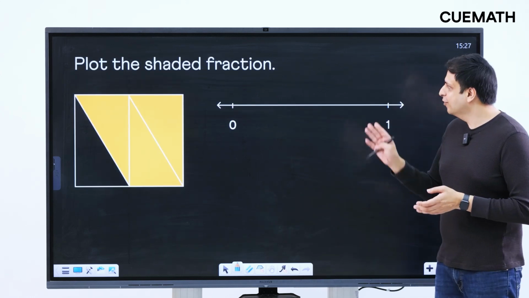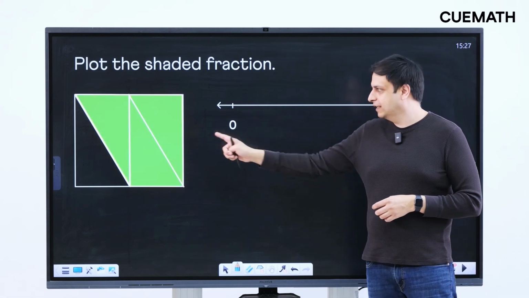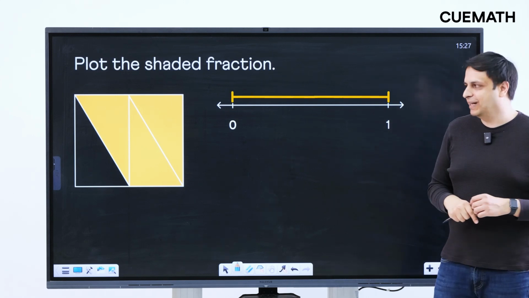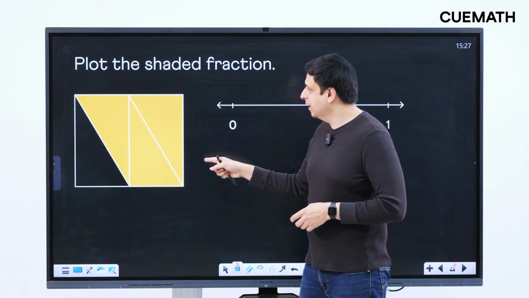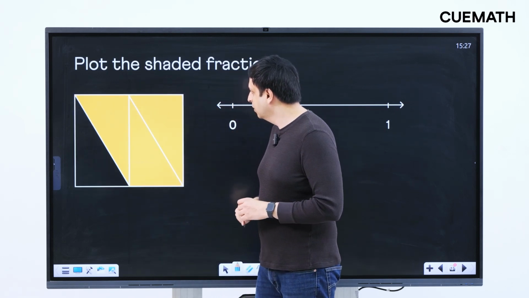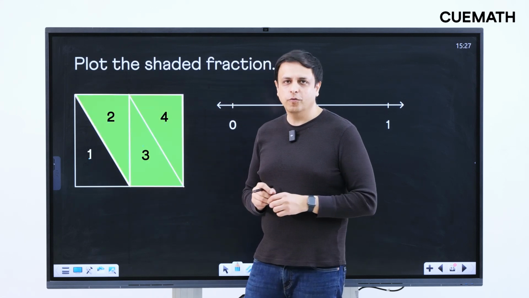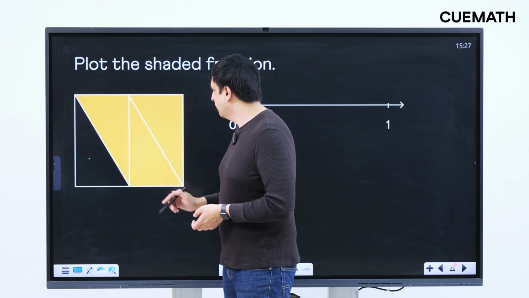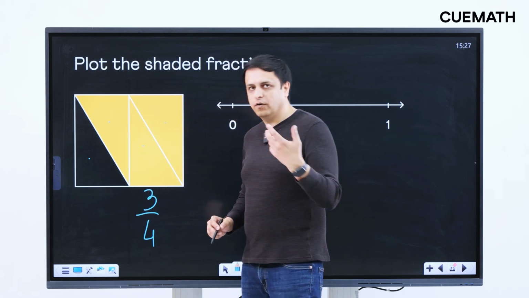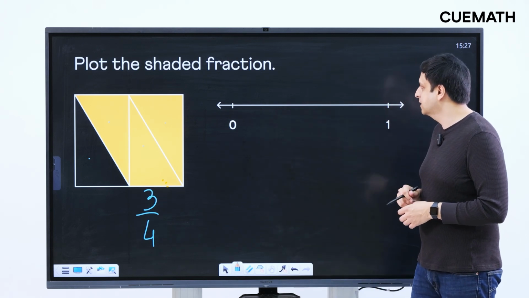Okay, now we have to plot the shaded fraction. So we are given this shaded fraction in this picture, and we have to plot that fraction on this number line. So how do we do that? We first find out what that fraction is. So this square here has been divided into 4 equal parts, 1, 2, 3, 4, and 3 of those 4 parts are shaded. So the shaded part represents the fraction 3 over 4 because 3 of the 4 parts are shaded. So now we have to represent the fraction 3 over 4 on this number line.